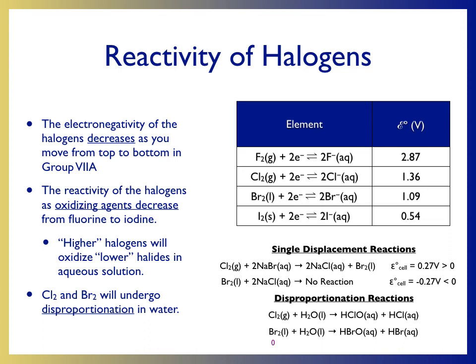In HClO and HBrO, the halogen tends to have a +1 oxidation state. This means that the halogen was oxidized when forming HClO and HBrO. On the other hand, in HCl and HBr, the halogen has a -1 oxidation state, meaning that the element was reduced when forming HCl and HBr.